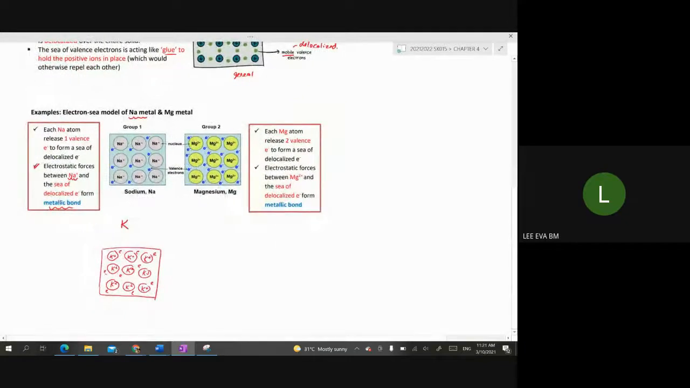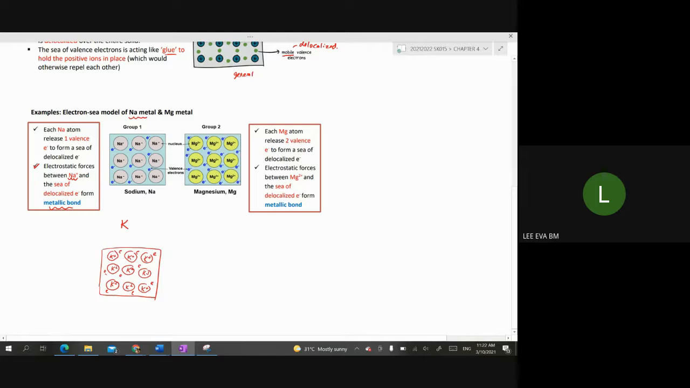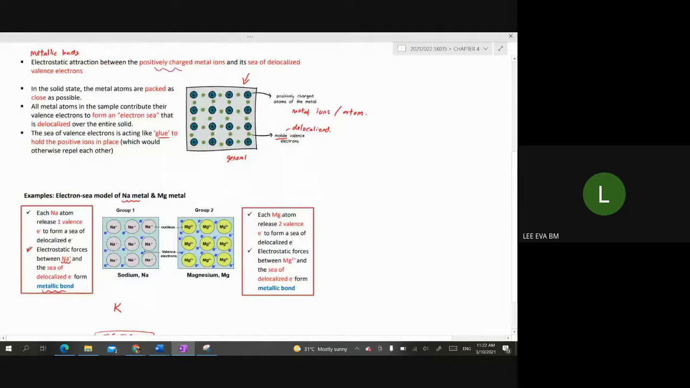So madam, if you want to explain the metallic bond for potassium metal, we will say the electrostatic forces between K positive and the sea of delocalized electrons form the metallic bond. The specific explanation is its positively charged metal ion, K positive. The one above is the general one, but if you already know the metal, you must include the metal symbol as well.